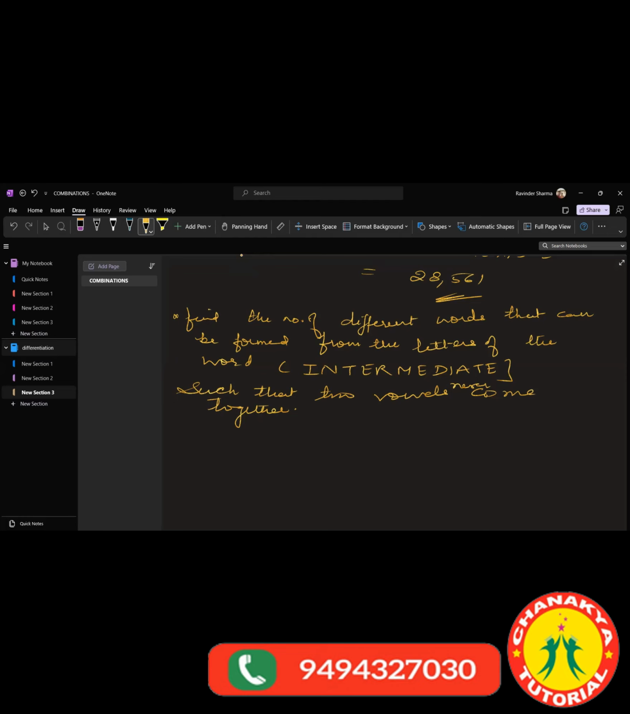Firstly, write the consonants separately. So the consonants are T, T, two T's are there, then N, R, M, and D. And the vowels are I, I, E, E, E, and A. Clear? Yes, ma'am.